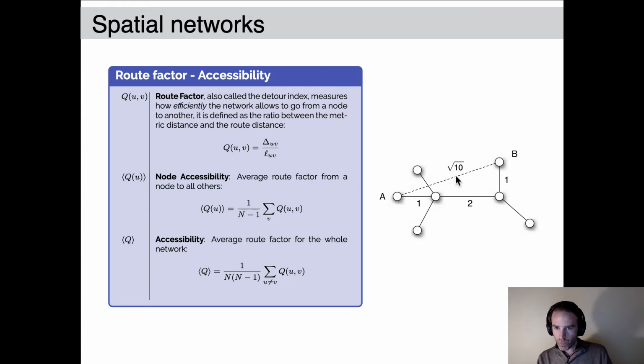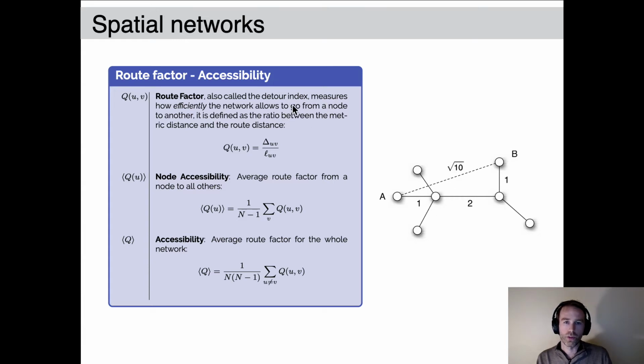So if you want to go from A to B, following the graph, in this case, you will have to go first through this edge of distance 1, then through this one, distance 2, and then to this one, distance 1. So the L distance is 1 plus 2 plus 1, it's actually 4. But the most direct, the shortest distance between the two will be a direct edge that will have a distance of square root of 10. So your root factor is square root of 10 divided by 4.